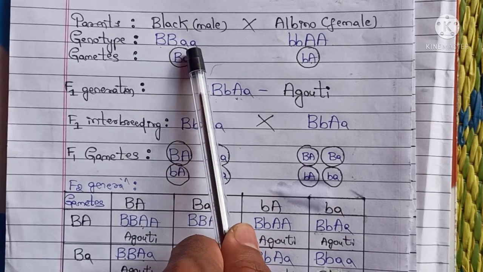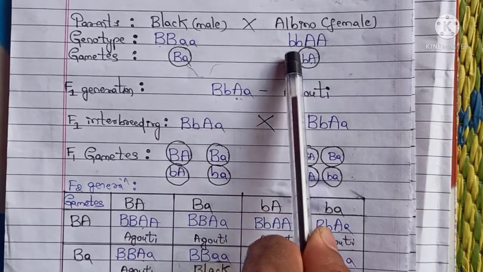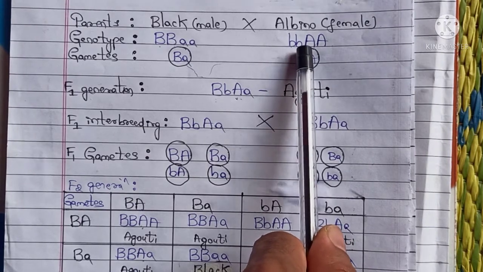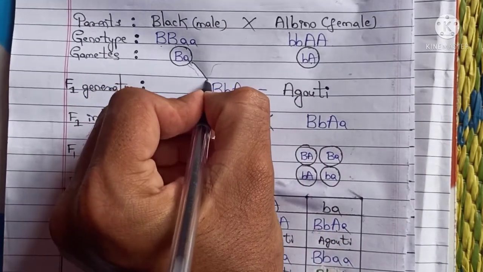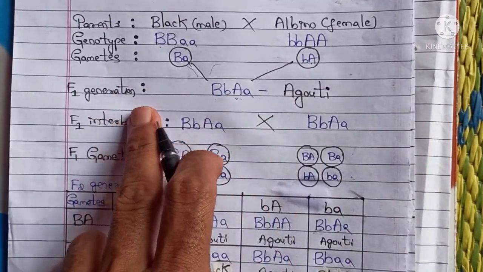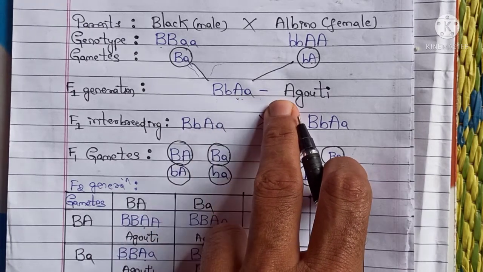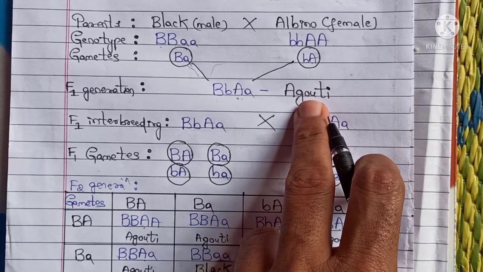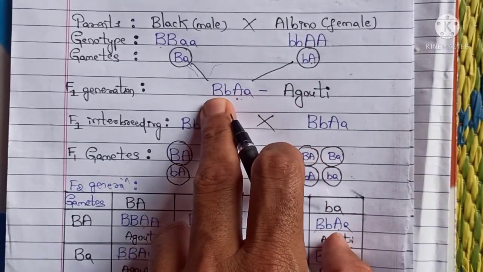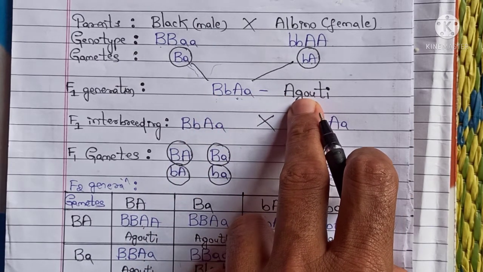Again it is also a homozygous condition, so small a will come. So here also small b, capital A will come because of the homozygous condition. Now when these two gametes are fused together, in the F1 generation we get capital B, small b, capital A, small a, nothing but agouti is expressed. I told you just now, when both capital A and capital B are present together, a new coat called agouti is expressed.